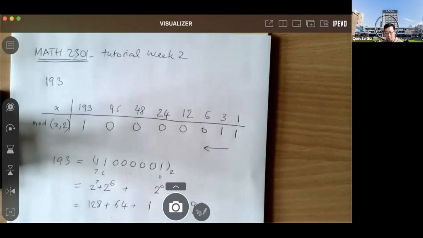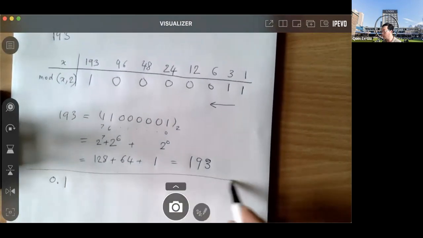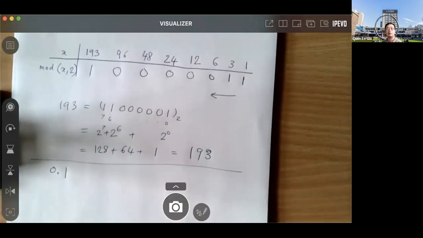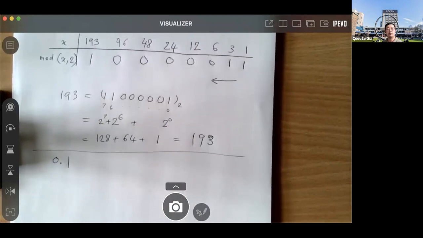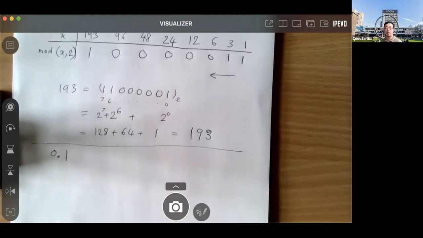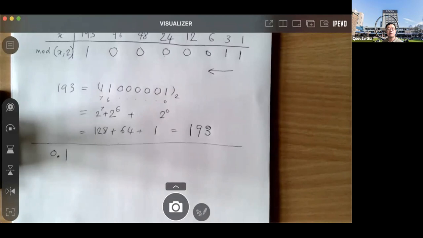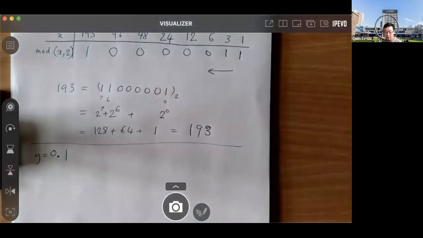But now what happens if I have a number less than 1? How about the binary expansion of 0.1? Now we have to use a different algorithm. You cannot divide this number by 2, it doesn't make sense. So the algorithm is you multiply by 2.